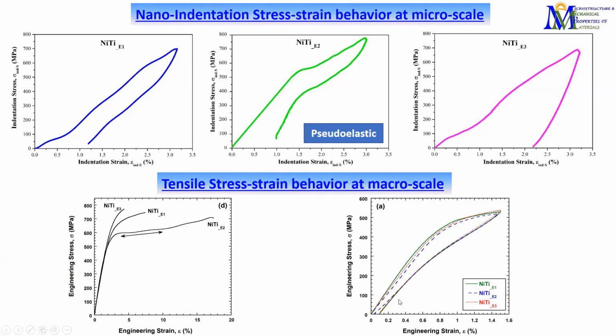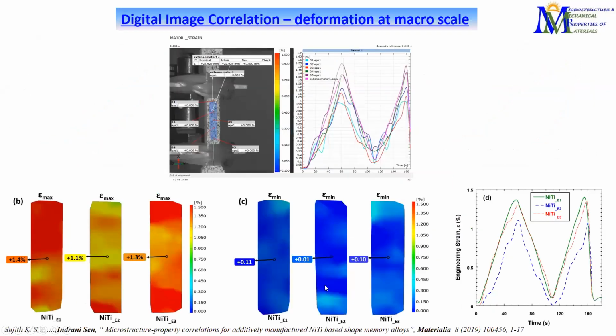Sorry, the blue one, the E2, is the blue one here, which tops here. And we have done this with digital image correlation to get a clearer picture.